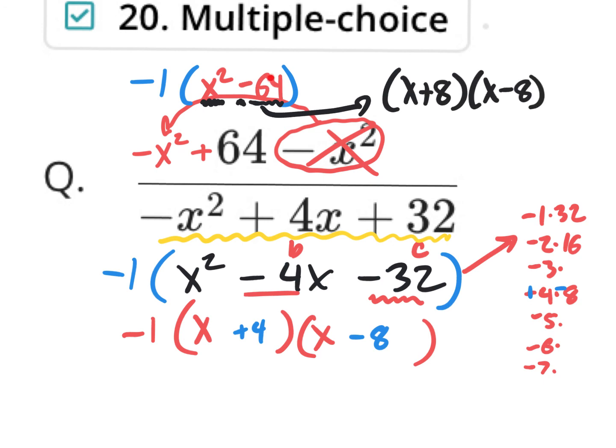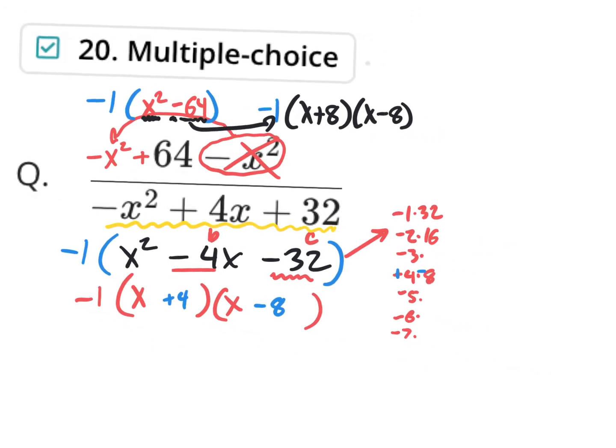You got to think what times what is -64, that if you combine together is the b value, the middle value, which there is no middle value, which means 0. What times what is -64, that if you combine together is 0, a +8 and a -8. Let's not forget about the -1 that I originally factored out. So I have a -1 out here. So what did I do here? I rewrote this, I changed the order, I factored out a -1, and then I factored x squared minus 64 with the -1 on the outside. This is the completely factored form.